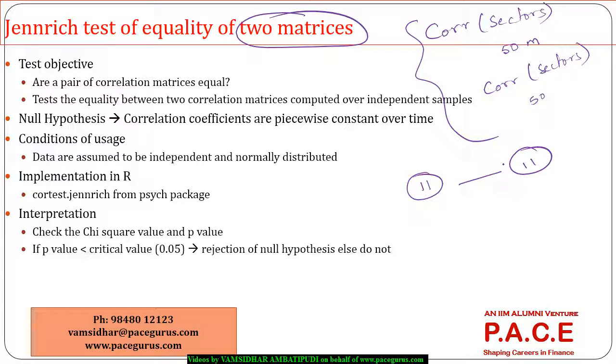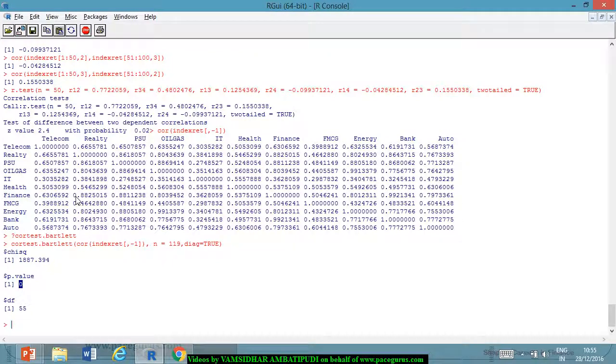So the null hypothesis says that the correlations are more or less constant for each pair. Now if I have 11 sectors, then there are 66 pairs. So piecewise they are more or less constant between all the pairs. Whereas the alternate hypothesis says no, they are significantly different. And here the data is assumed to be independent and normally distributed. And we are using cortest.genrich from the psych package.